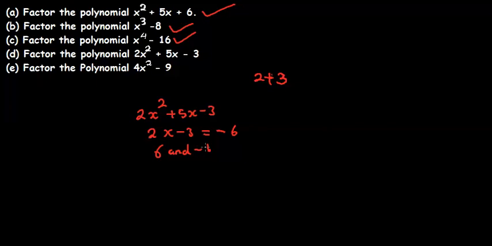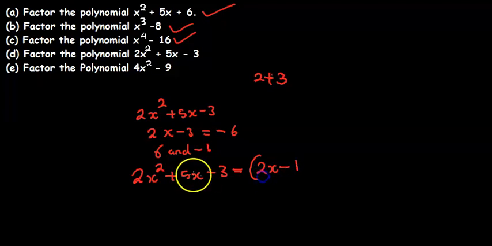So the next thing we need to do is to factor the polynomial. In this case, we're going to have 2x^2 + 5x − 3, which will give us (2x − 1)(x + 3). Because 2 multiplied by 3 is simply going to be 6, 6 multiplied by negative 1 is simply going to be negative 6, and negative 6 divided by 2 is simply going to be negative 3. And this is it for this problem.